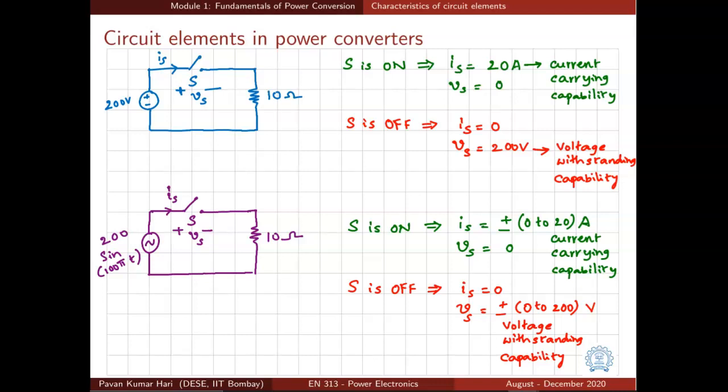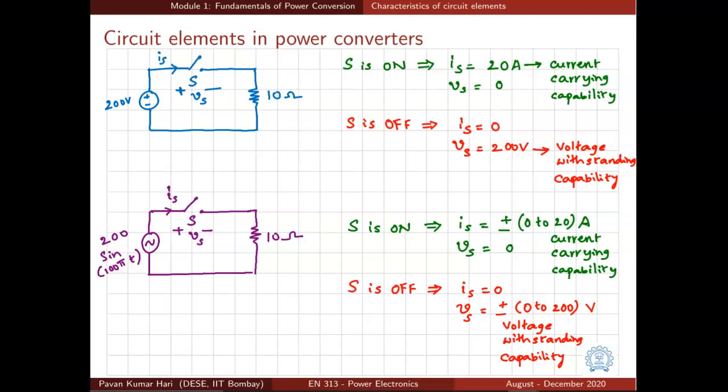If you look at the off state, again the current should be 0, but the voltage across the switch could be anything between 0 and 200 volts, either positive or negative. It depends on the time instant, because our input voltage is now an AC voltage which has positive and negative values. So we need to have a bidirectional voltage withstanding capability for this switch.